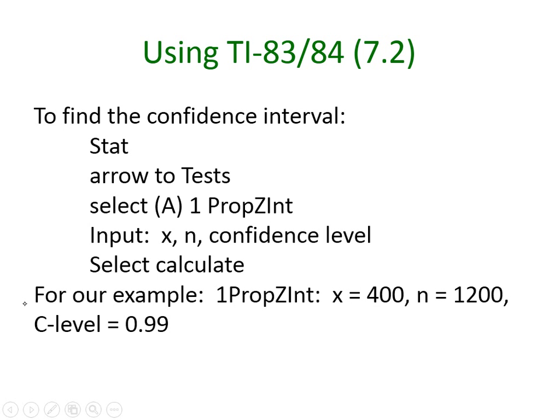So for the very first problem that we did, where we were looking at the number of Trenton residents that had gone to NCMC from my made-up data, and we wanted to be 99% confident, we would do the 1 proportion Z interval. My X value was the 400 people that had gone to NCMC, the 1,200 people that were my sample, and my confidence level was 0.99.